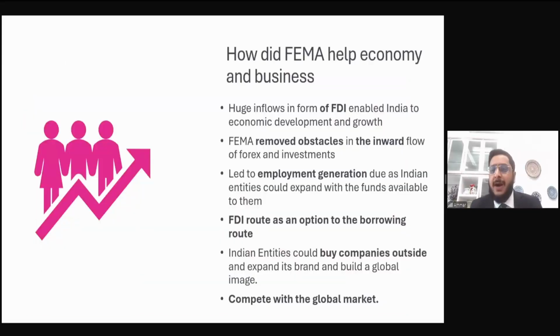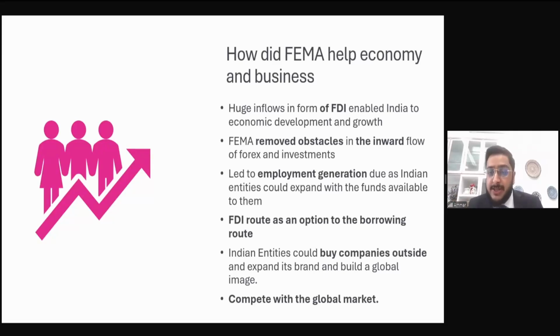Now let's see how FEMA helped the economy and business. If you see in the current environment also, there are a lot of businessmen who are bringing in FDI in the country. And there are also a lot of businessmen who are looking to invest outside the country. And in our practice also, we have seen a lot of our clients have now started to make foreign investments.